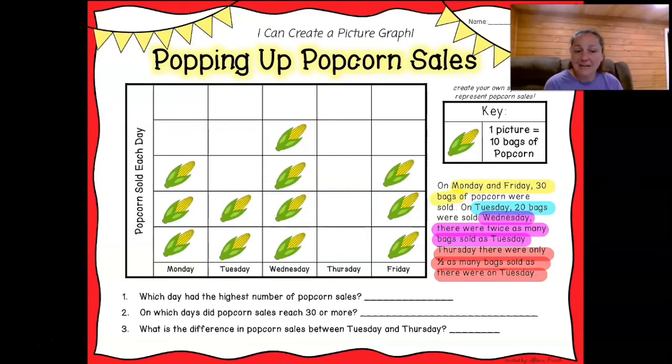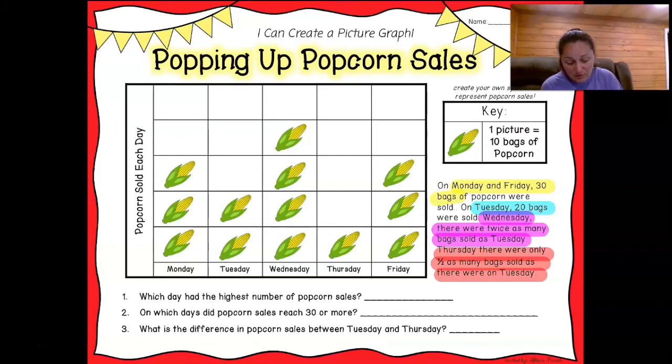Then it says on Thursday there were only half as many bags sold as there were on Tuesday. So now I'm only looking at half as many bags as sold on Tuesday. So if there was 2 bags sold on Tuesday, now I'm going to go half as many. Let's put this guy in there. So there's our popcorn chart.